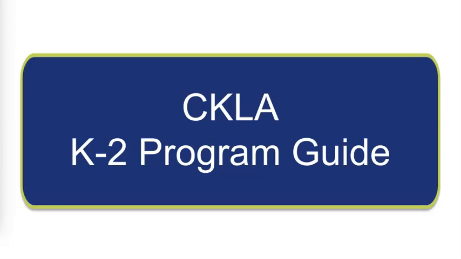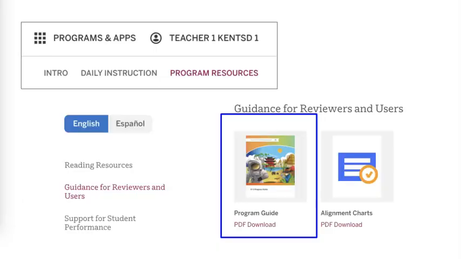Let's start by taking a look at the K2 program guide. Once you have logged into your grade level on Amplify, click on Program Resources in the upper right-hand corner. Then click on Guidance for Reviewers and Users and then open the program guide. There is also a link to the program guide in the Wakelet slide beneath the video.